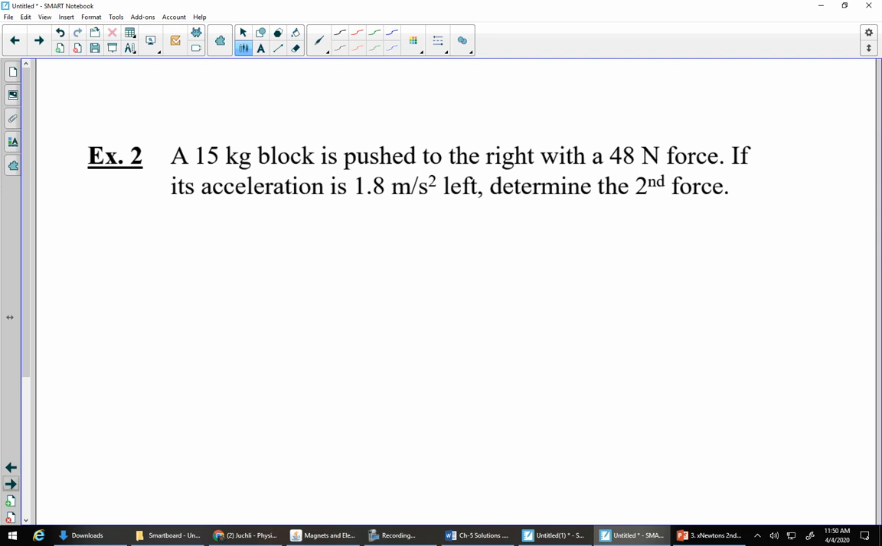So let's go through. You've got a 15 kilogram block. That's cool. We know that's a mass. It's pushed to the right with a force of 48 newtons. Awesome. Because it's actually being pushed with that, let's call that our applied force. So 48 newtons towards the right. It says its acceleration is 1.8 meters per second squared towards the left. So that's my acceleration. And we want to determine the second force, which, let's just call it F2. Could be a friction force, could be who knows what, but F2 is what we'll call it for now.